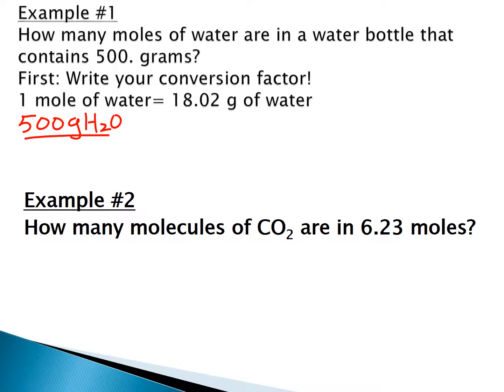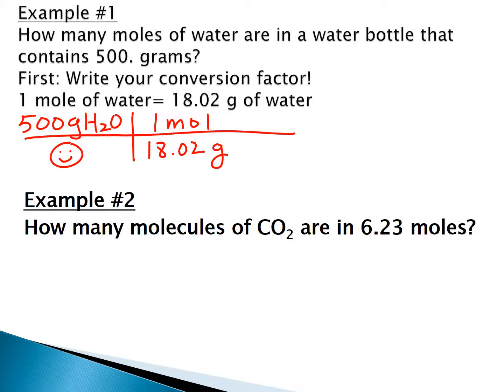Now, because we have our conversion factor, we only need to have one vertical line in our fence. We'll put our little smiley down there. Right? We're going to use the same conversion factor. Since it's still water, we're going to have 18.02 grams for every 1 mole. So when I do this problem, I'm going to say 500 times 1 divided by 18.02 equals 27.74 moles.